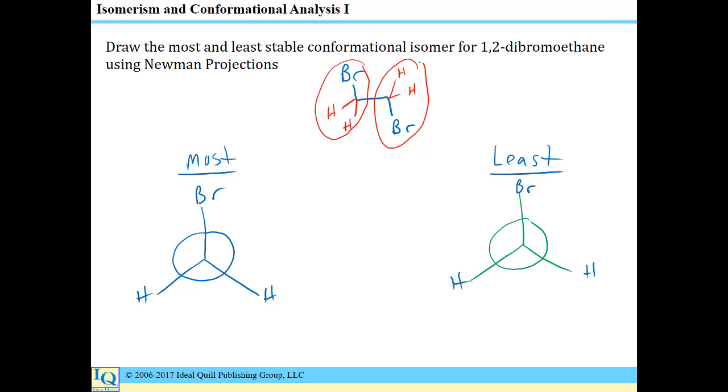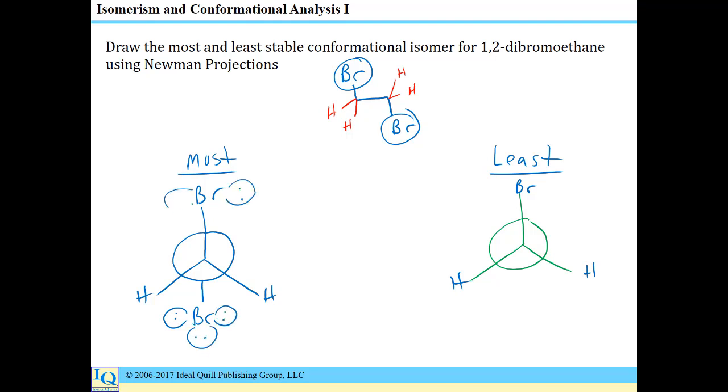Now if I'm looking for the most stable conformation, I want to keep the two large groups, which are the bromines, as far apart from each other as possible. Those are what I'm going to focus on. I will want that bromine with its lone pairs, a much bigger atom than a hydrogen, to be as far apart as possible from the other bromine. So in the back, that means the hydrogen atoms will have to stick out in the staggered conformation.